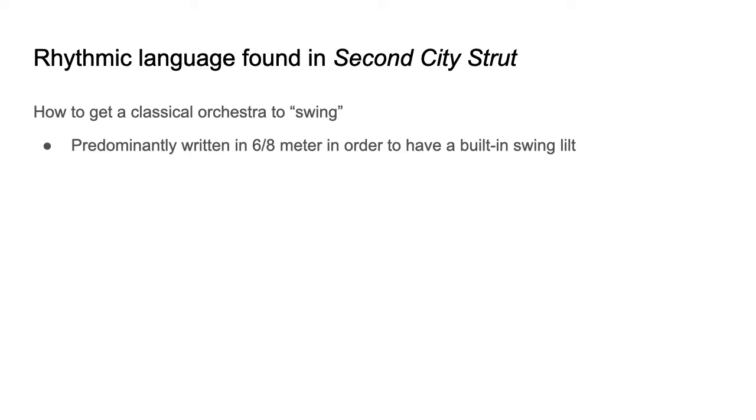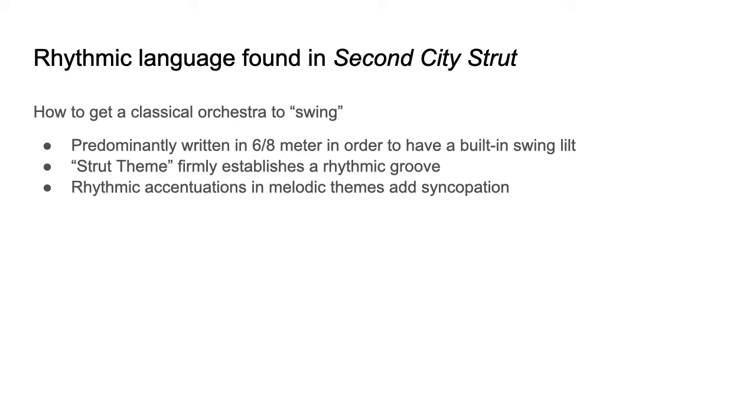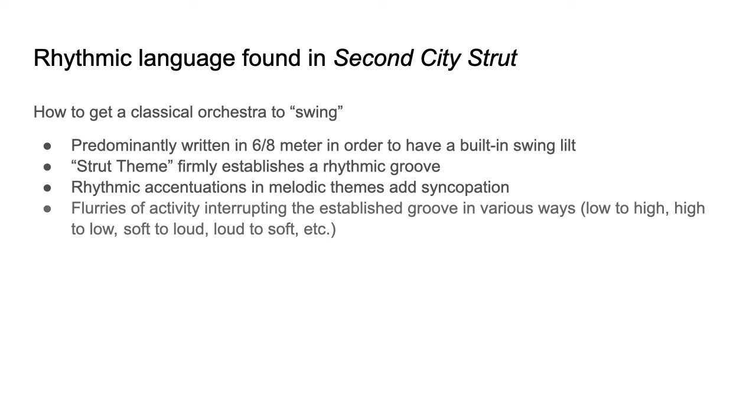And of course, the strut theme firmly establishes a rhythmic groove. The rhythmic accentuations in the melodic ideas add syncopation. Those are the chief elements of how to get the orchestra to swing. And then all of a sudden we have these flurries of activity interrupting this established groove in various ways, as I mentioned earlier: low to high, high to low, soft to loud to soft, and so on. And then, of course, we have a full-fledged section to have the orchestra sound as though it was a swing band. Hey, it's 1941 all over again.